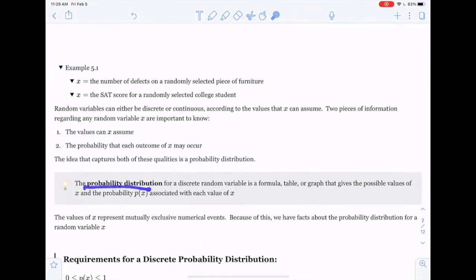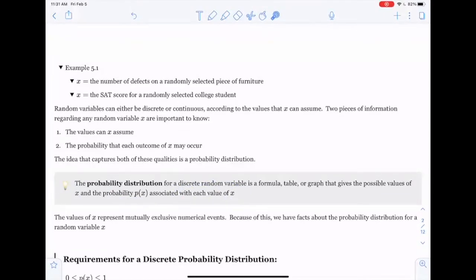A probability distribution for a discrete random variable is going to either be a formula, table, or graph. We're really going to rely on formulas and tables. That will give the possible values of x. So a probability distribution will give us these two pieces of information. It will give us the outcomes for x and the corresponding probability, which we'll call p of x, that is associated with each value of x.